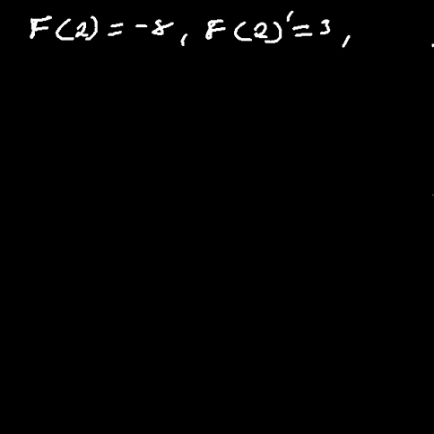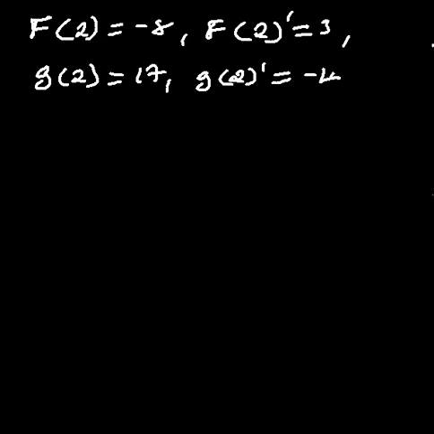And let's say we have the case f of 2 being given as -8. And let's say we have f of 2 prime, and that should be given as 3. And let's say we have g of 2 being given as 17. And we have g of 2 prime, let's say it is given as -4.